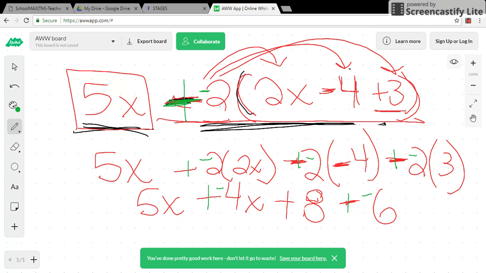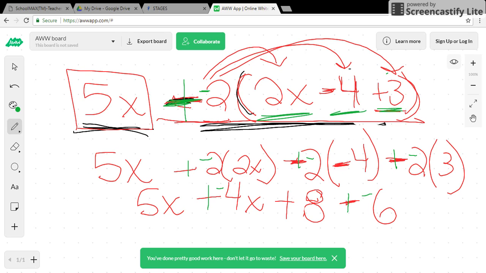The key thing, though, that I'm seeing errors in is making sure that that negative gets distributed all the way out, all the way to the end, to every single term that's inside. Okay, there we go.